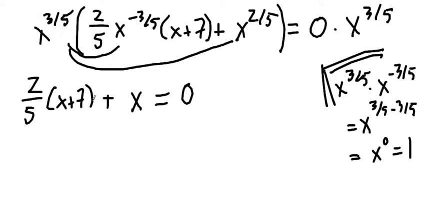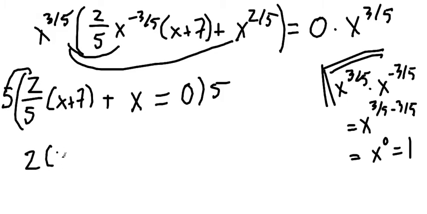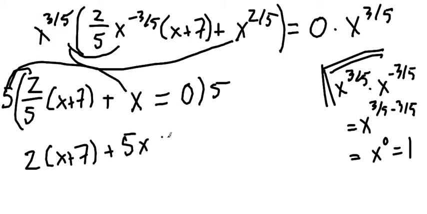Great. Why don't I also multiply both sides by 5 to get rid of this denominator of 5 over here? Oh, and on the right-hand side, 0 times x to the 3/5 is 0. Okay. So 5 times 2/5 is just 2, so I get 2 times x plus 7. 5 times x is 5x, and 5 times 0 is 0.